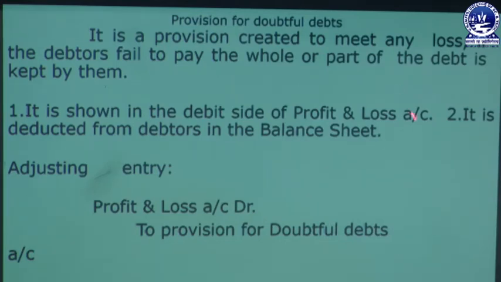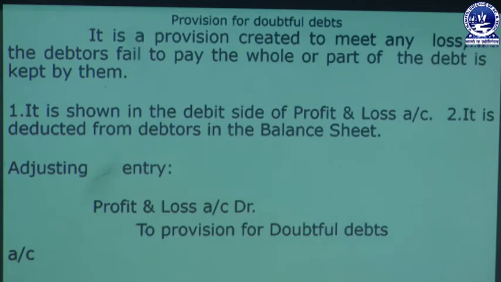The second treatment: it is deducted from debtors in the balance sheet. The same amount of provision for doubtful debt which is shown on the debit side of the profit and loss account is again deducted from the amount of sundry debtors after deducting the bad debt amount. The provision for doubtful debt will be deducted in the balance sheet.